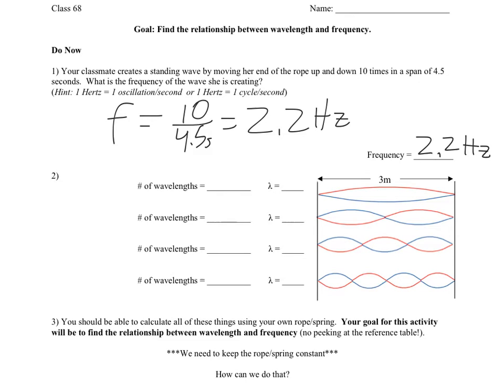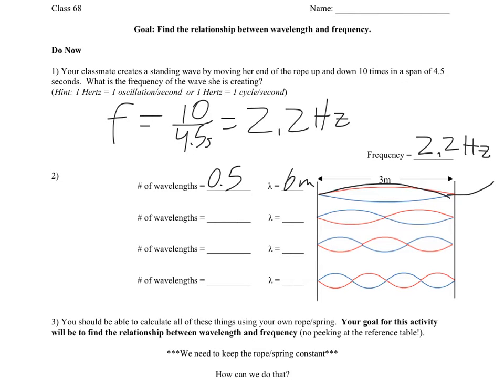Now for the next part, you have to identify the number of wavelengths and then the wavelength. So the number of wavelengths is, for this first one here, that's half of a wave, because it's only like a hump. It doesn't have the second half of it that comes back up. So if that's half of a wave and that's 3 meters long, that means a full wave must be twice that. So it'd be 6 meters, the wavelength of that one.